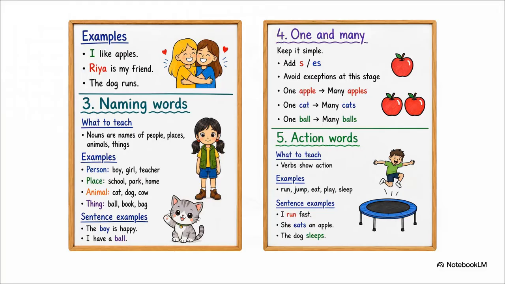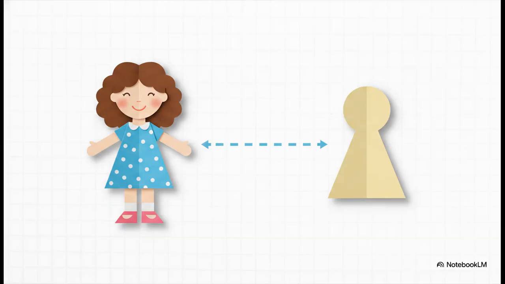Now, what's really interesting here is how we handle quantity. Once we know the name of a thing, we kind of need to know how many of them there are, right? The rule here is wonderfully simple for beginners. To go from one to many, we usually just add an S or an ES. One apple magically becomes many apples. One cat turns into many cats. We keep it strictly to these basics at this stage just to build confidence before introducing any of those tricky exceptions.